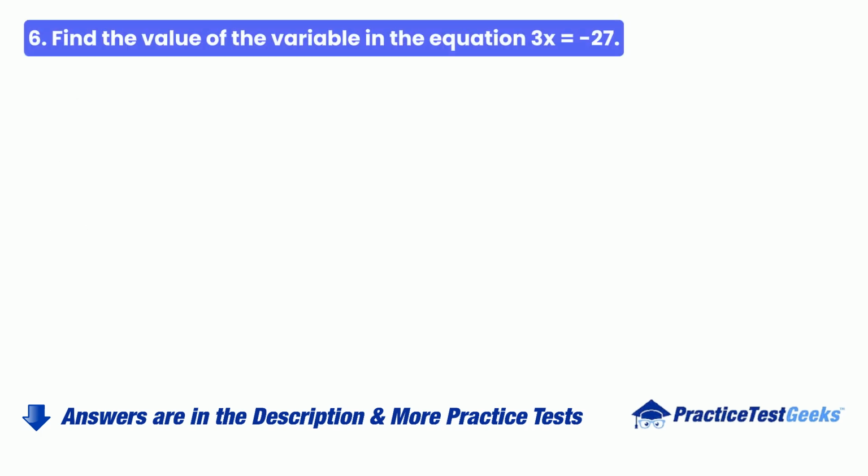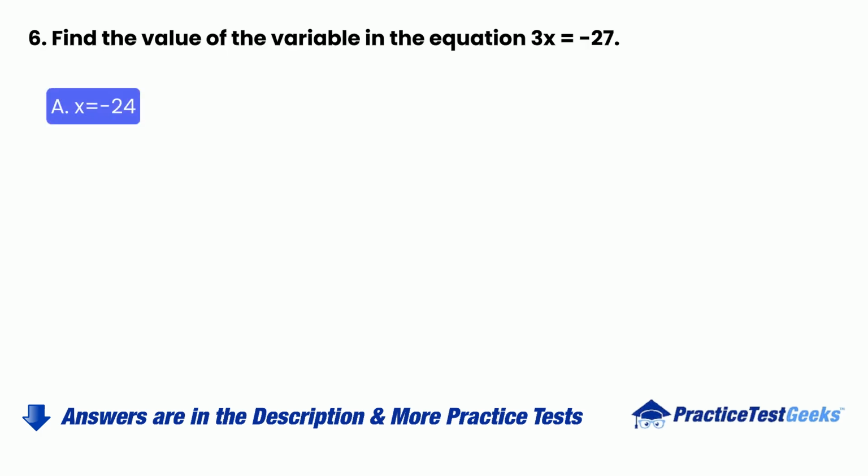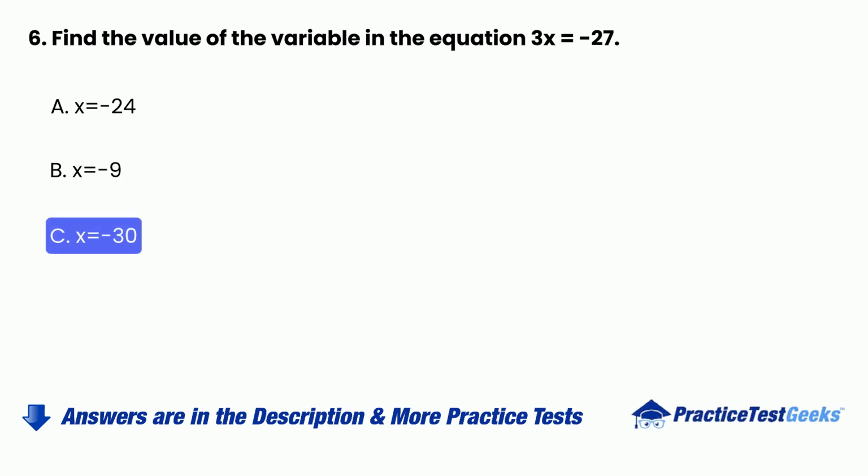6. Find the value of the variable in the equation 3x equals negative 27. A. x equals negative 24. B. x equals negative 9. C. x equals negative 30. D. x equals 9.